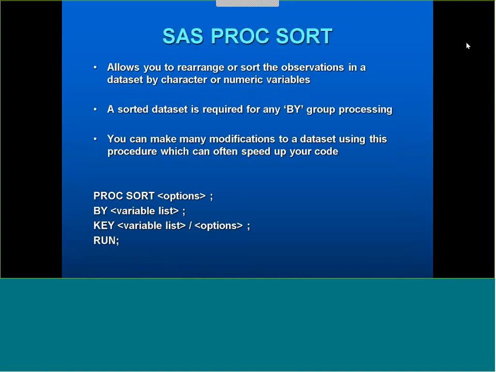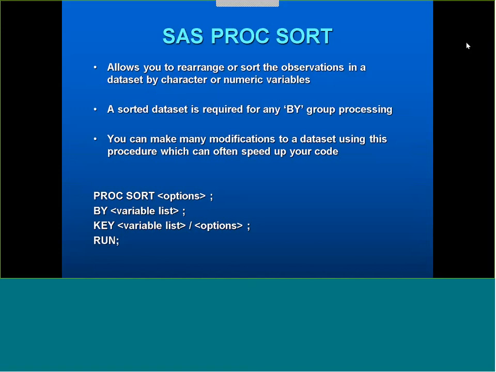So that was all for the univariate procedure. We're now going to move on to the sort procedure. So SAS Proc sort, I think you've seen this already because I've introduced it a little bit in previous talks, but it really allows you to rearrange and sort the observations in your data set, either by character or numeric value. SAS doesn't actually care whether it's a character or numeric value, it will just sort it.